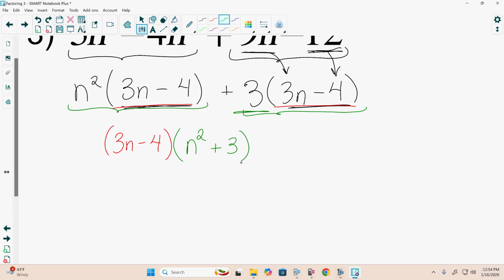3n minus 4 is fully simplified. There's nothing in common with 3 and 4. Degree is 1, so that's as simplified as it gets. N squared plus 3, we do have a degree of 2, so there might be a chance that it does factor. But because it's a sum, we don't have a sum of perfect squares. There's no middle term, so it's definitely not going to factor by most of our methods. Telling us that 3n minus 4 times n squared plus 3 is completely factored. Simplified as it gets. Questions on this here?